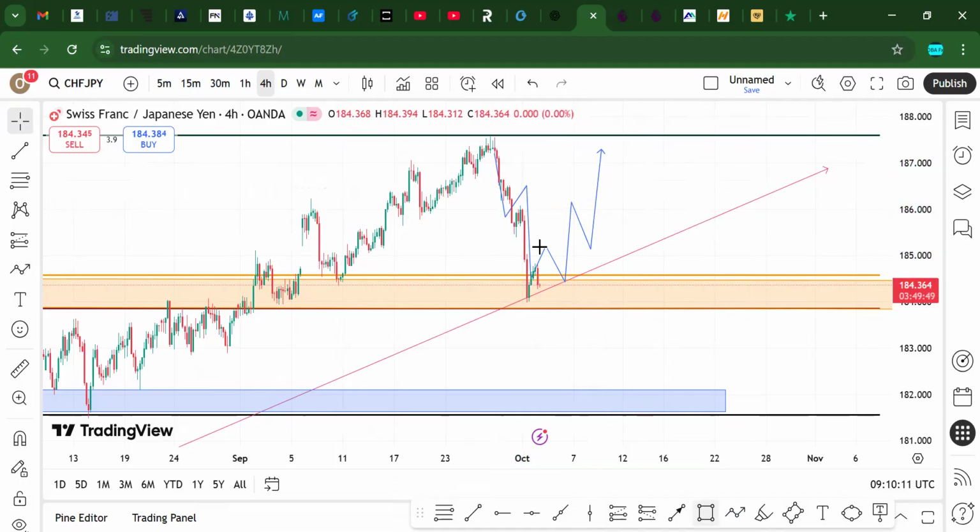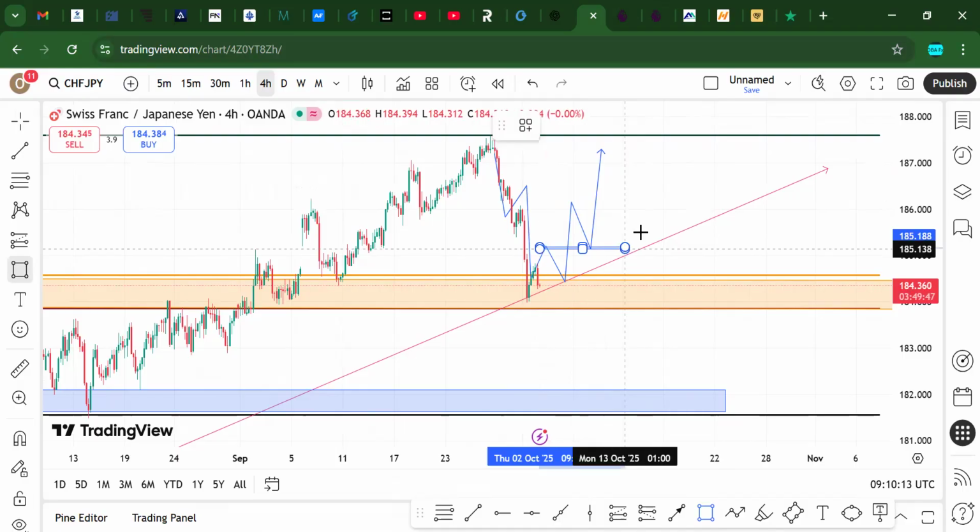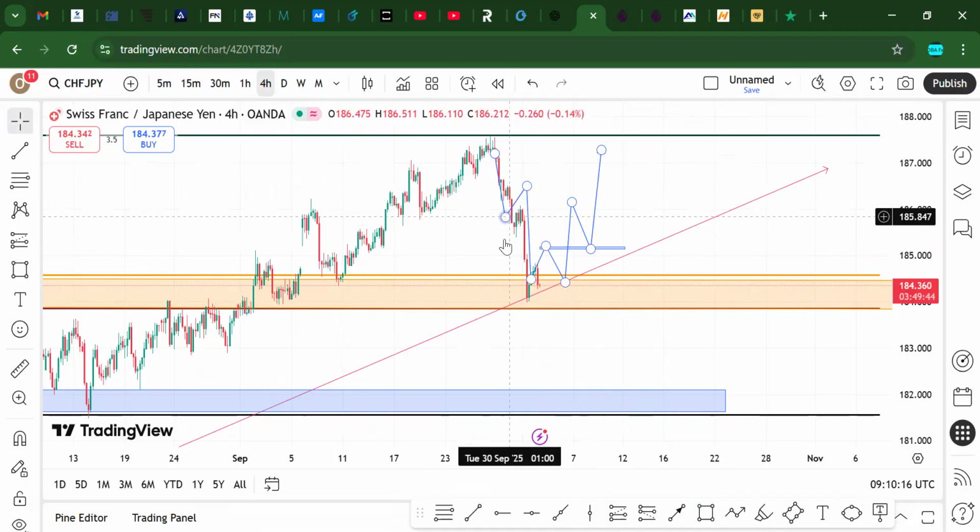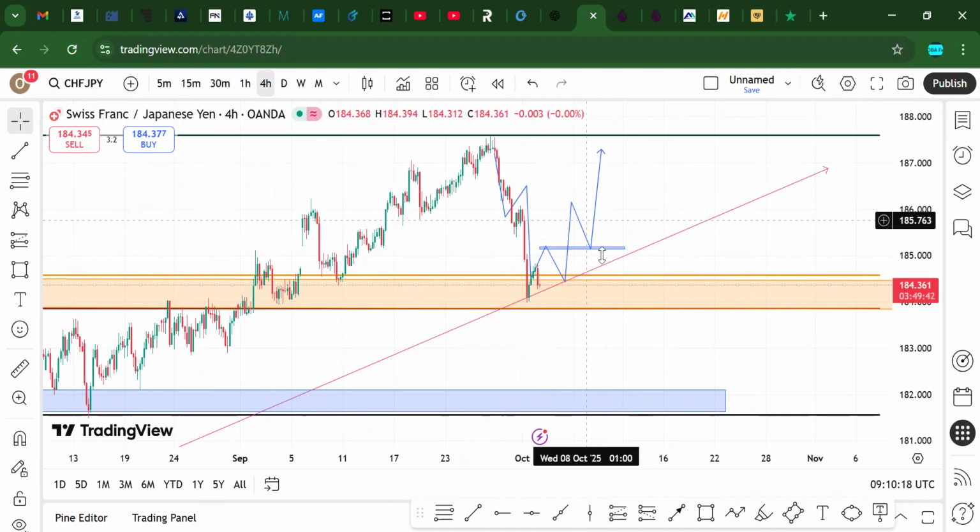So the change in character in this case would be here. So once we have this, from this downward movement to this, then we can take our buy trades with our stop loss underneath the most recent lower high.